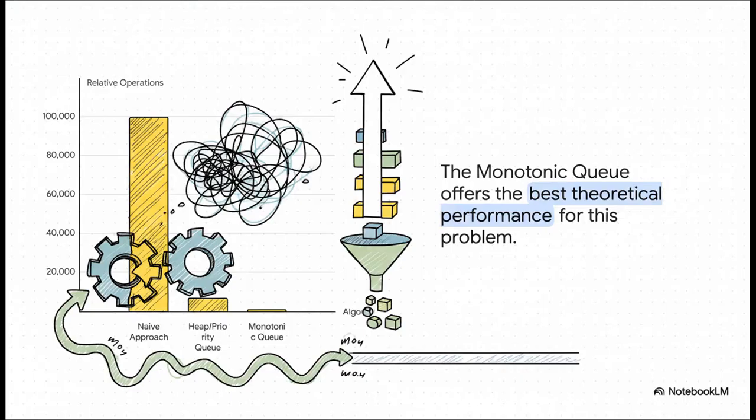And when you look at it like this, the difference is just staggering. The naive approach is O(n times k). Even a smarter solution using a heap is O(n log k). But the monotonic queue at O(n) is in a league of its own. It's not just better, it's the theoretically optimal solution. You literally can't do better than this.